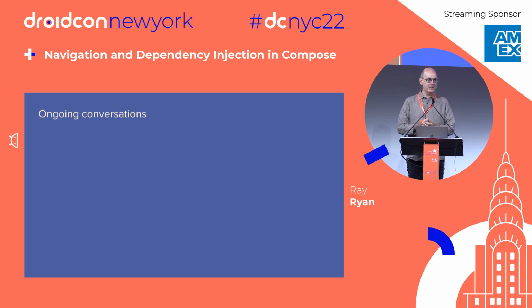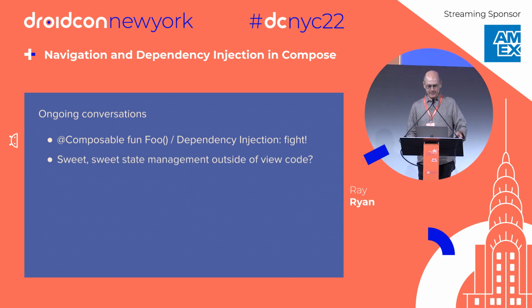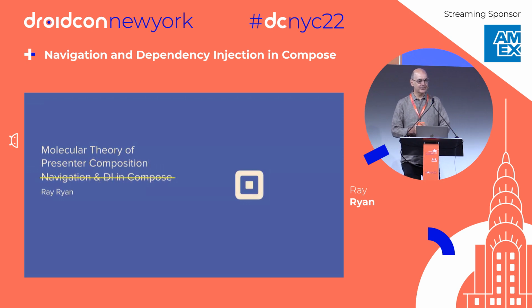I offered to do this because when I started looking into it, finally catching up to Compose, shamefully late, I saw a couple of ongoing conversations that nobody seemed to have a consistent answer to, which was, how can I have all these wonderful composable functions and also get dependency injection to work? Can I use that state management outside of my view code, someplace that I can actually test it and keep my concerns decoupled? And why is it so painful to navigate? Surely we should have solved this by now.